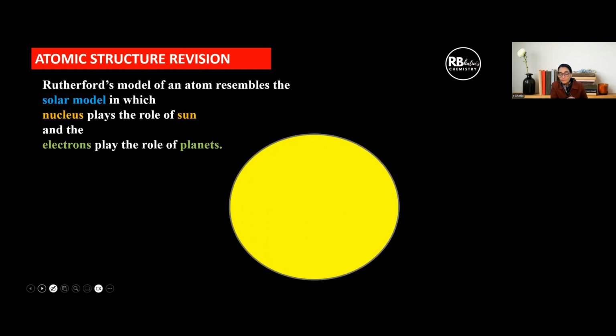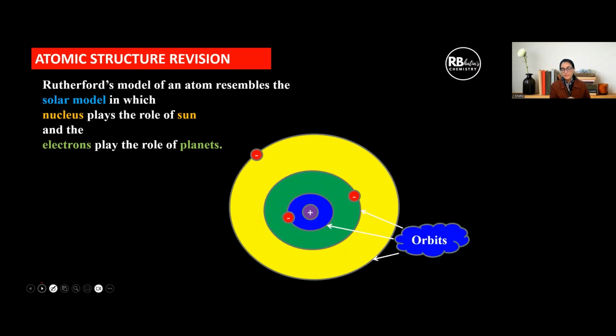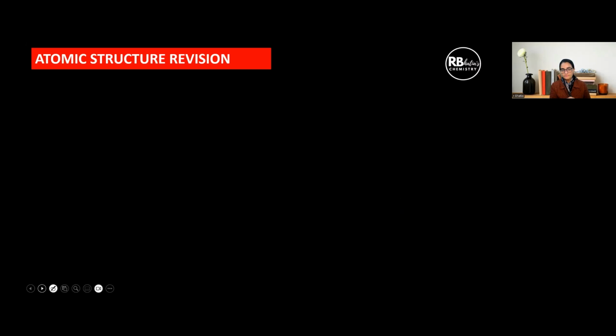Now, another important thing was that Rutherford compared his model to the solar system, in which he compared the nucleus to the sun and electrons to the planets. The only difference was that the solar system doesn't have charged bodies, whereas Rutherford's model had charged bodies. Okay. So what is this trying to explain? This is going to explain the drawbacks of Rutherford's model.